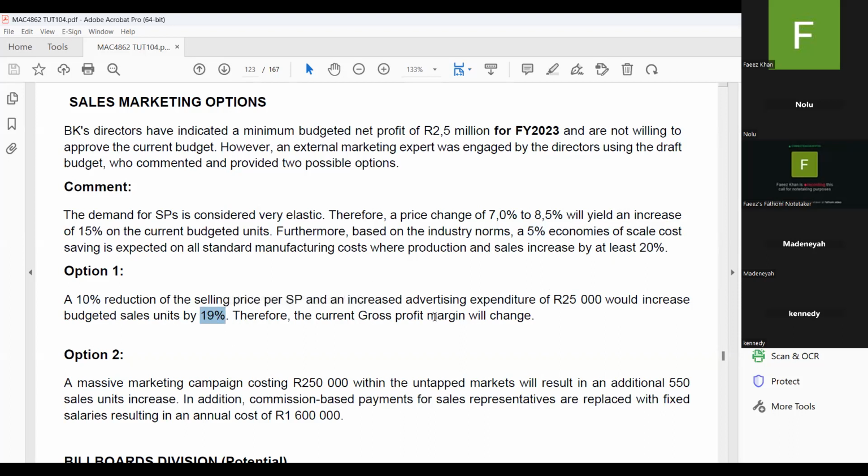Therefore, the current gross profit margin will change. Okay, so we must do option number 1. We list our current items, and then we just bring this impact into account.